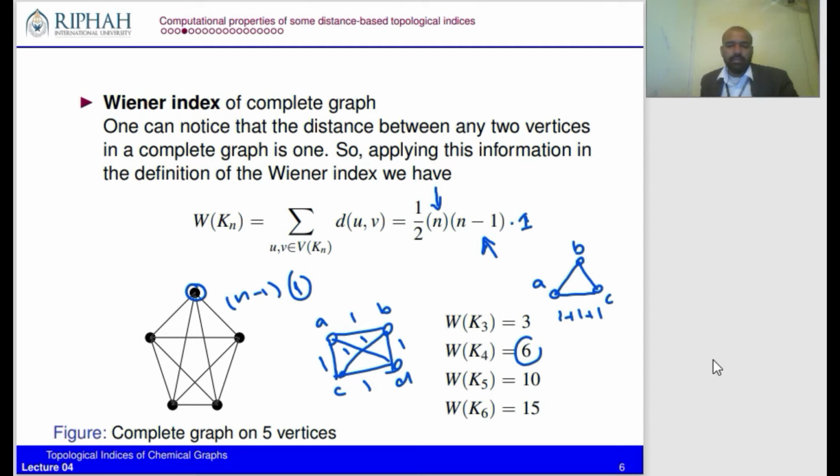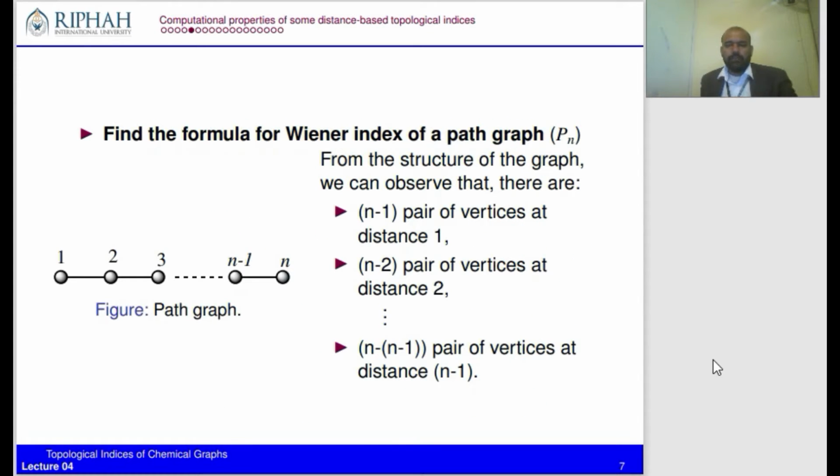So this is the general formula for the Wiener index of a complete graph. This is quite easily done. Next we have something a little bit complicated, not very much. Find the formula of the Wiener index of a path graph Pn, where n is the number of vertices. Okay, so let's try to explore the formula of the Wiener index for the path graph.